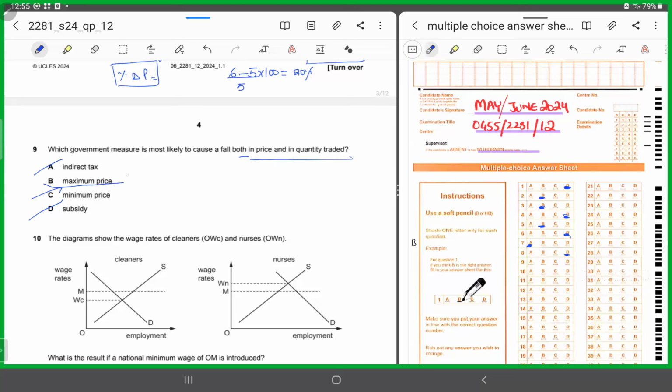That is the correct answer. But now let's look at also why logically it has to be the maximum price. Now, what is a maximum price? A maximum price, like we figured it out earlier, is the one which is imposed below the equilibrium price.